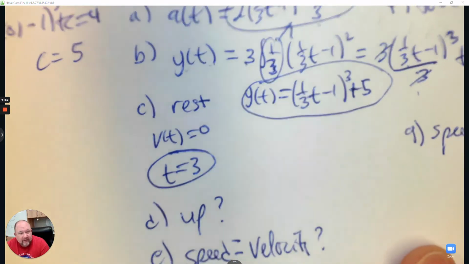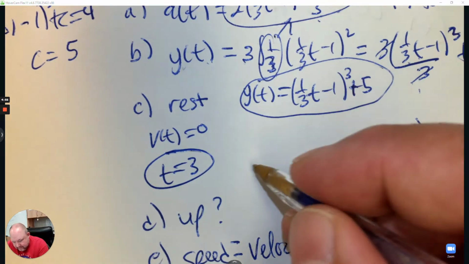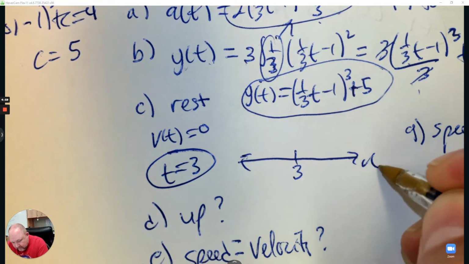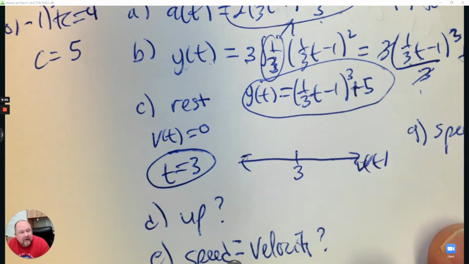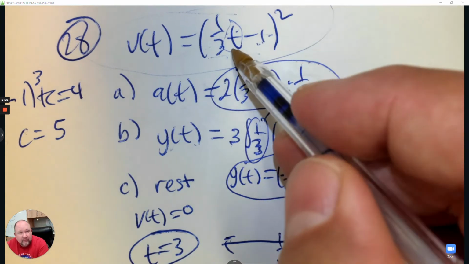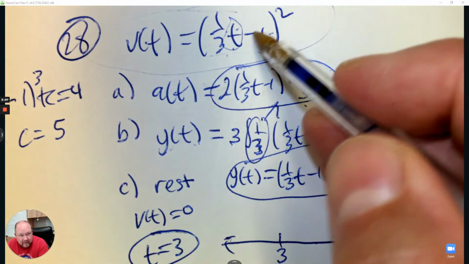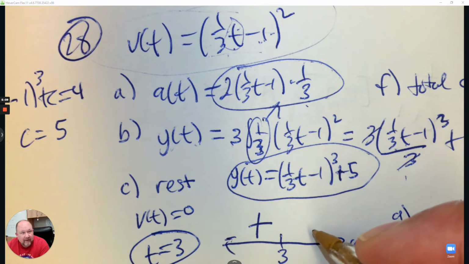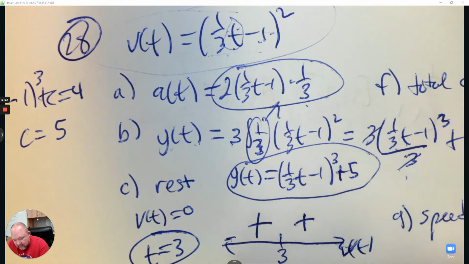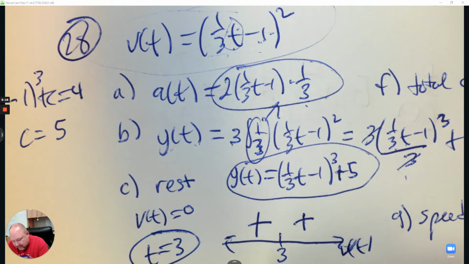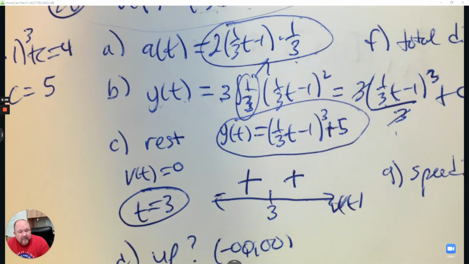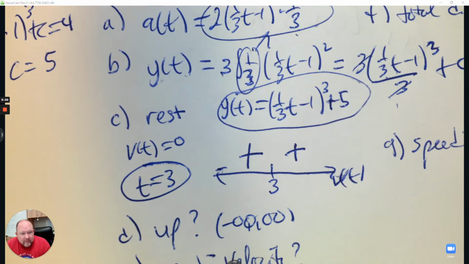That's when it's resting. And then it says, when is it moving up? So we need a number line just for 3 for the velocity. If I plug in like 0, the answer is positive. If I plug in a number anyways, it's squared. So any number I plug in is going to be positive. So it's moving up from negative infinity to positive infinity. It means it's always moving up, except at 3 where it's resting.